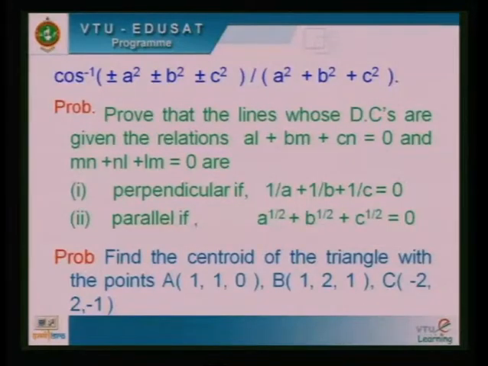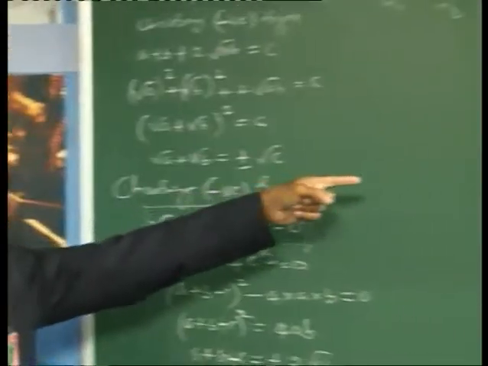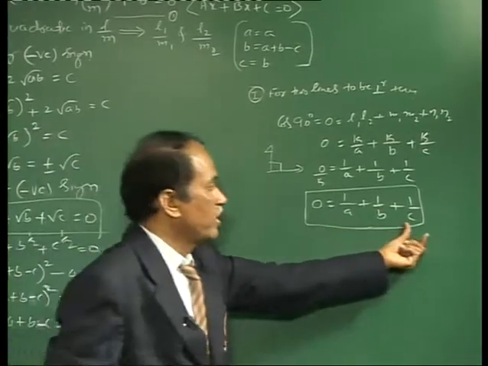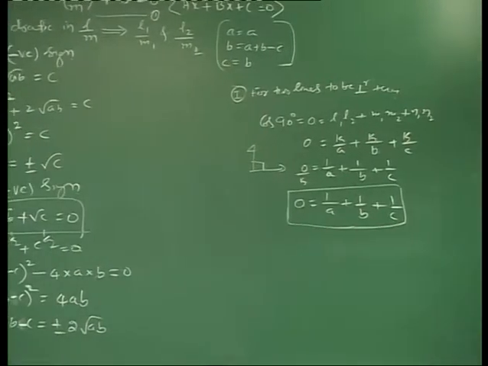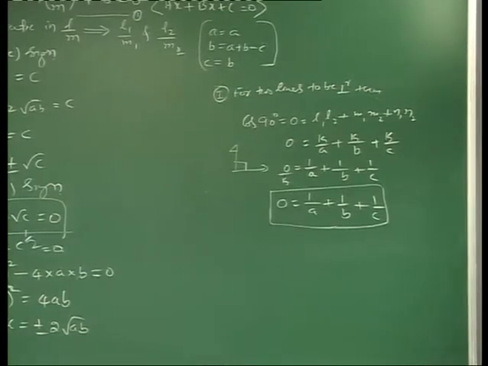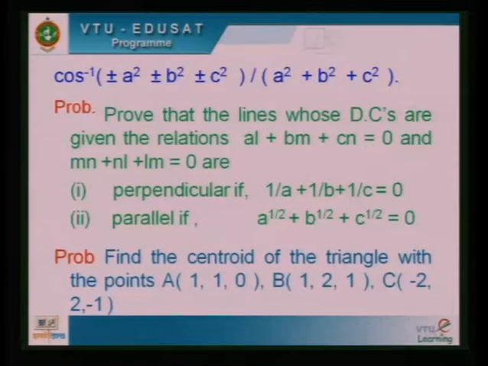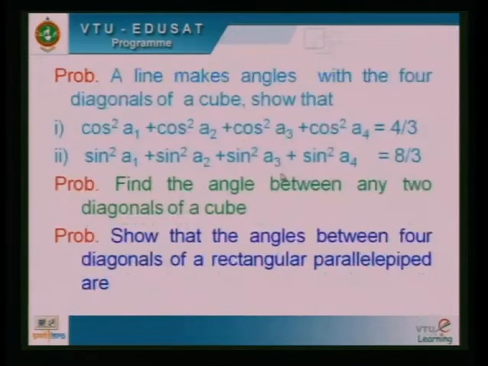Okay, we were able to derive this. This type of problem, already two we have solved, and this is the third problem I am explaining. In one of the previous problems the simplification itself was giving us 0, but here the simplification for the perpendicularity condition is that the sum of the reciprocals of the values is equal to 0. I shall go to the next example, to find the angle between any two diagonals of a cube. So this is another important problem I am going to discuss.